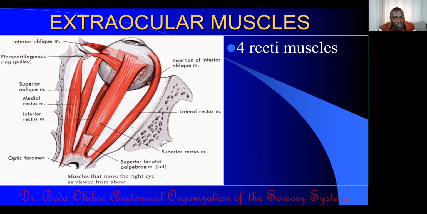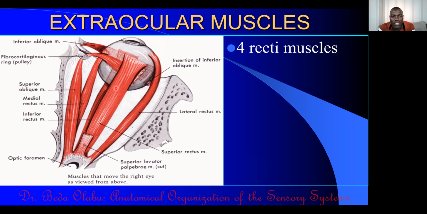So let's think. If the medial rectus contracts, the pupil will move that way, and that means adduction. The pupil will go inwards. That is adduction. So medial rectus adducts the eye. And that means that lateral rectus will abduct the eye. It will make the pupil go outward.